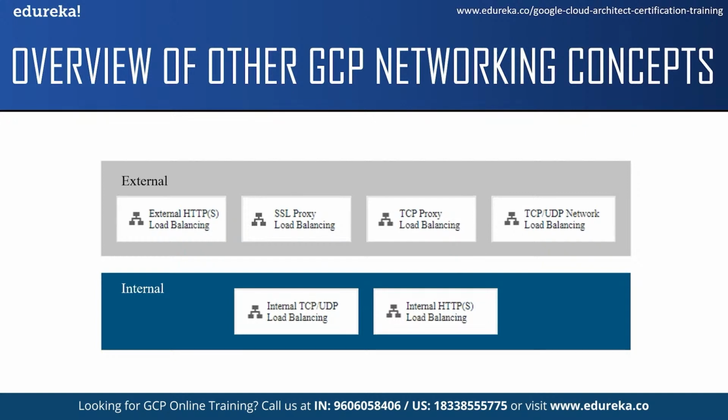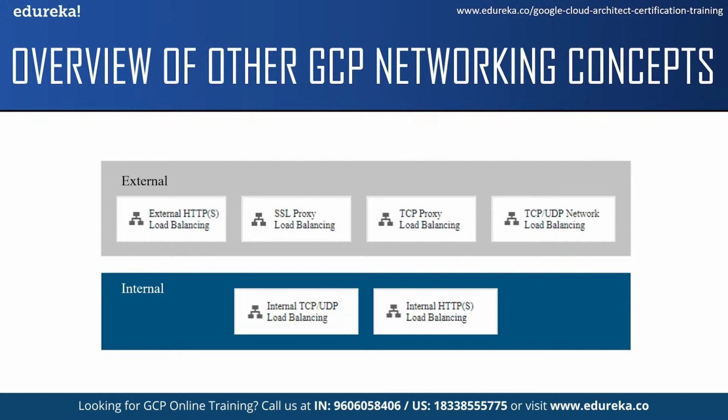Now to decide which load balancer best suits your implementation, consider factors such as global and regional load balancing. You can use global load balancing when your backends are distributed across multiple regions, your user needs access to the same application and content, and you want to provide access by using a single IP address. You can use regional load balancing when your backends are only in one region.